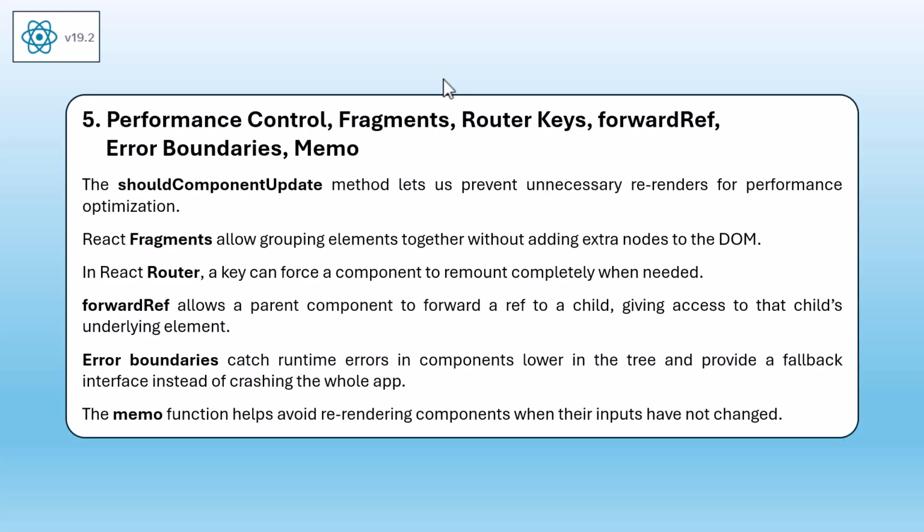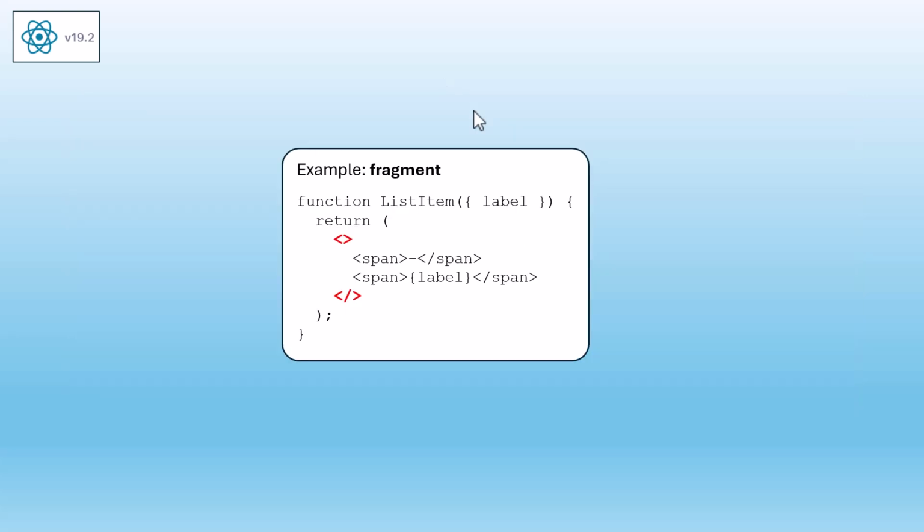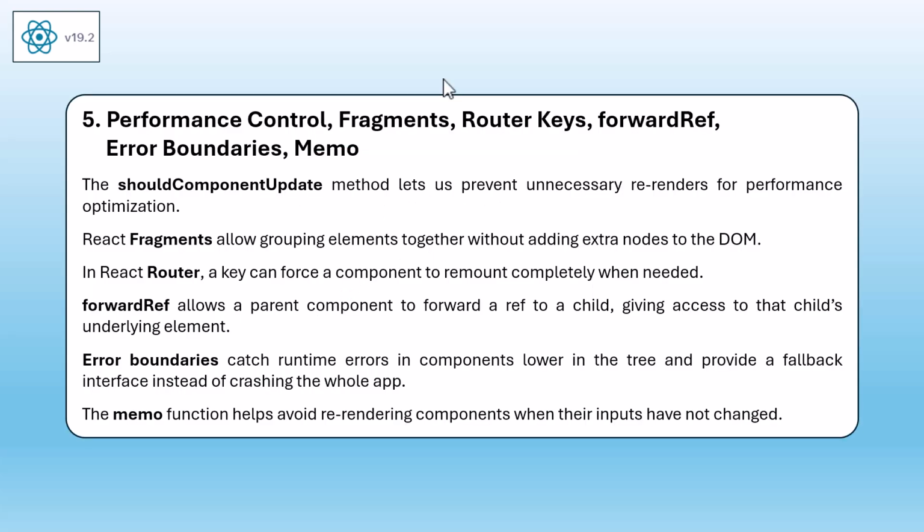5. Performance control, fragments, router keys, forwardRef, error boundaries, memo. The shouldComponentUpdate method lets us prevent unnecessary re-renders for performance optimization. React fragments allow grouping elements together without adding extra nodes to the DOM. In React Router, a key can force a component to remount completely when needed.